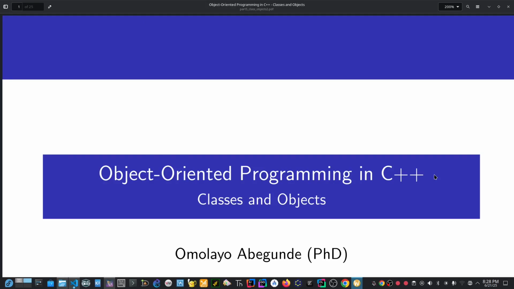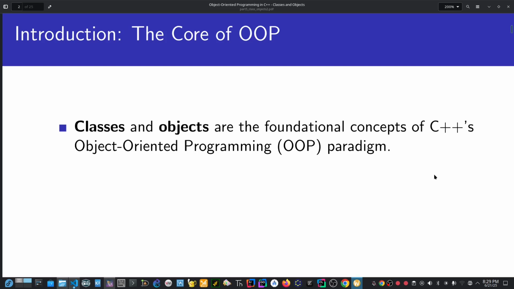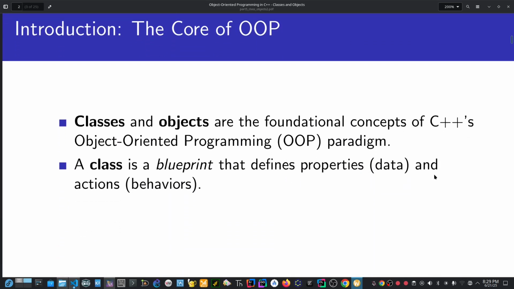Today, in the previous lecture, we talked about control structures in C++. In this lecture, we go into classes and objects, and let's look at what classes are and what objects are. Classes and objects are the foundational concepts of C++ paradigms.